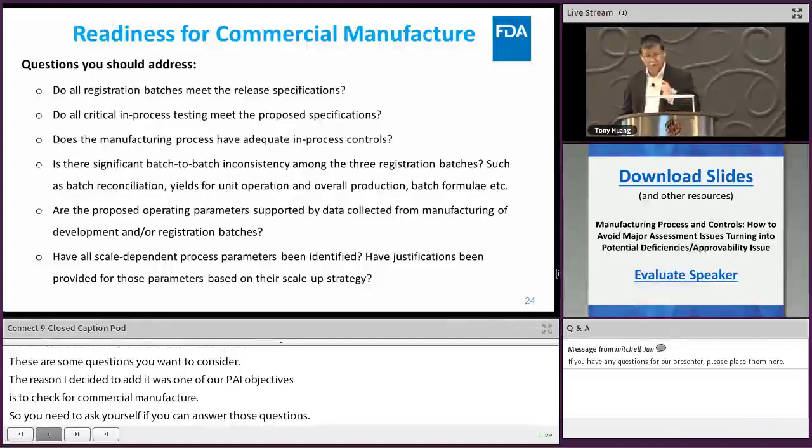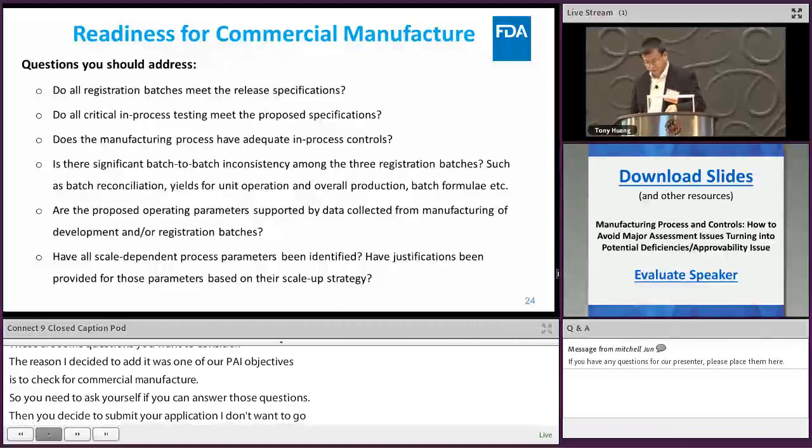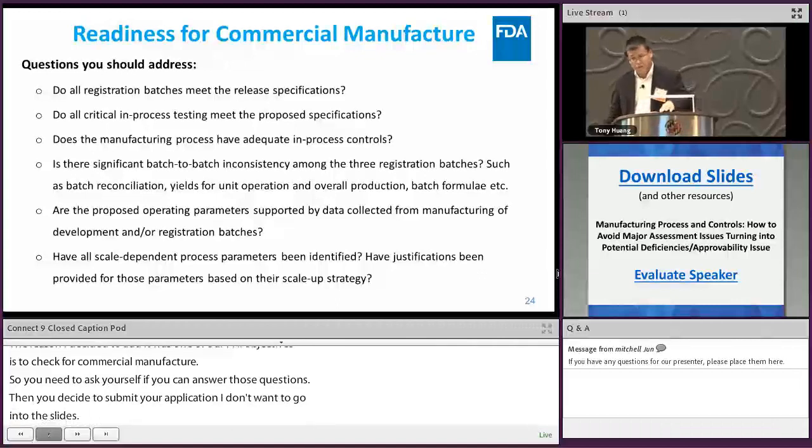Basically, two things. One is that you need to have your registration batches that meet all those specifications you proposed. The other is about the scaling up aspect. You have to understand the principles of your scaling up process for the unit operations, especially the critical unit operations.